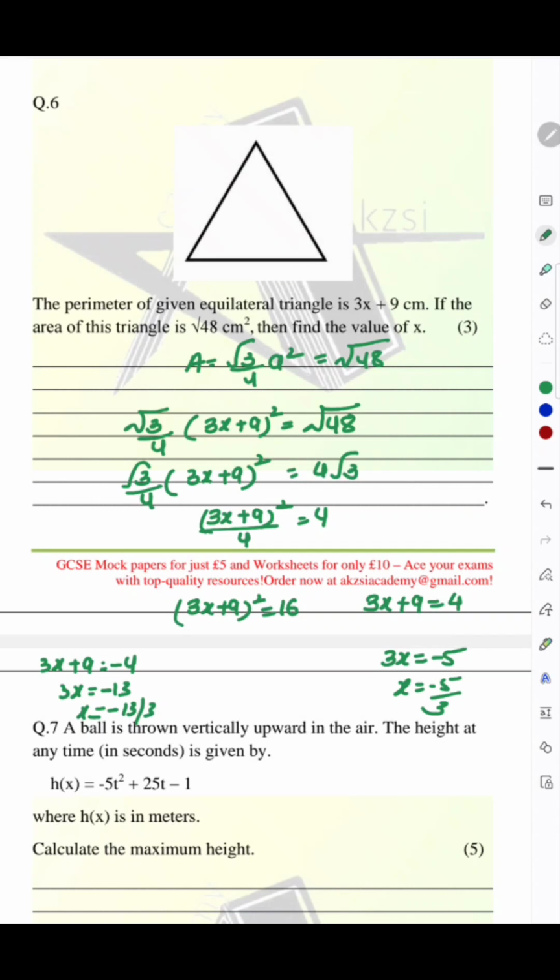Now we have to see which value can I put. The sides are 3x plus 9. I have to choose that value of x which will not make the entire length negative, because a length can never be negative. So on putting x equal to negative 5 over 3, this is giving me a positive value. Whereas when I'm putting negative 13 over 3, it's clearly giving me a negative value. So obviously the value that I'm going to select for x is this one, negative 5 over 3.